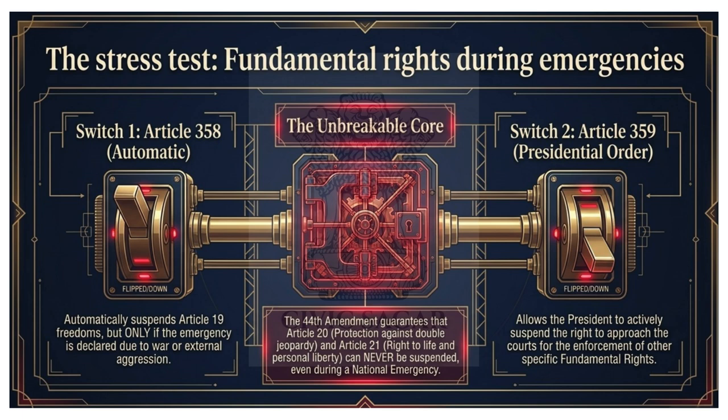Switch 2 is Article 359. This requires a specific presidential order. It allows the president to actively suspend your right to approach the courts to enforce other specific fundamental rights. However, there is an unbreakable core. The 44th Amendment guarantees that no matter how severe the emergency is, Articles 20 and 21 can never be suspended. Your protection against double jeopardy and your absolute right to life and personal liberty remain completely untouchable.